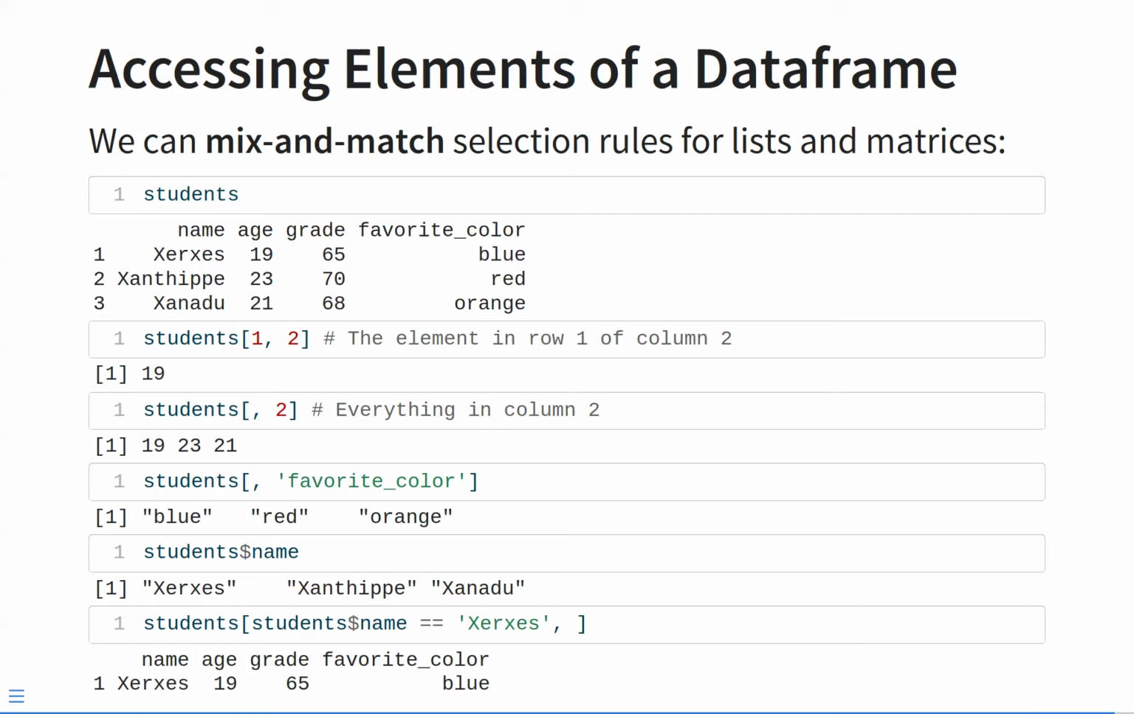And of course, we can do even more complicated things. So here I have students, bracket, students dollar sign name, double equals Xerxes, comma. What does that do? Well, students dollar sign name is the vector of names, Xerxes, Xanthippe, Xanadu. When I take that vector and I double equals it with Xerxes, I am testing whether each of the elements is equal to Xerxes. That's going to return true, false, false, because the first element of name does equal Xerxes, whereas the other two do not. The comma indicates that that vector of logical values I'm passing in should be used to select rows. And since there's nothing after the comma, we're going to get all of the columns. So that unwieldy looking statement actually extracts all the information about Xerxes that we have in our data frame.